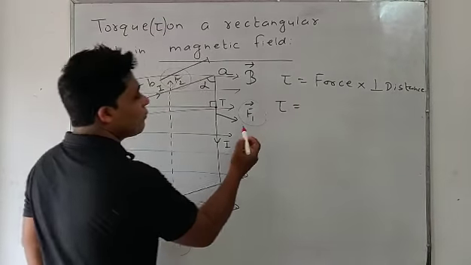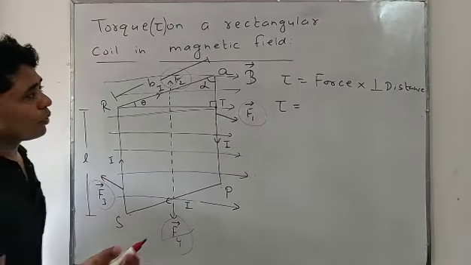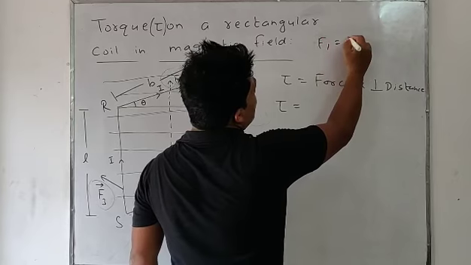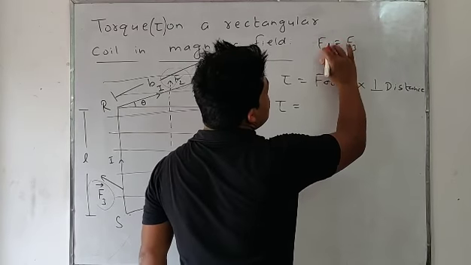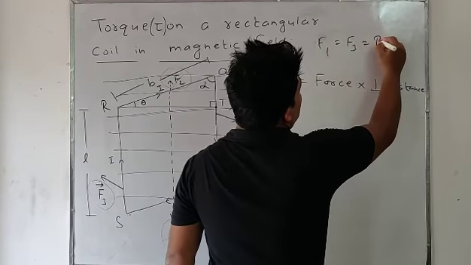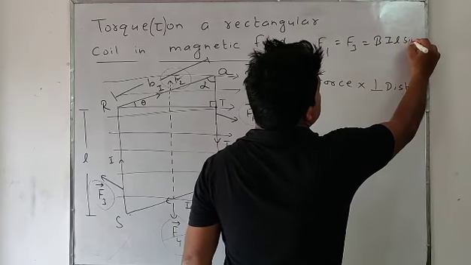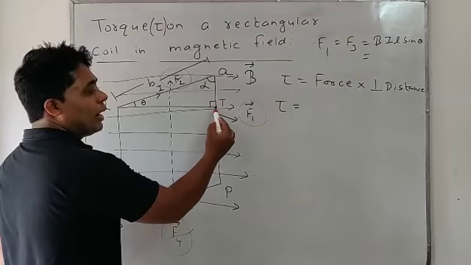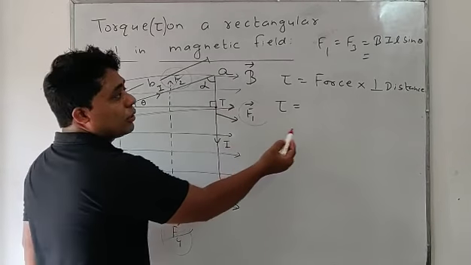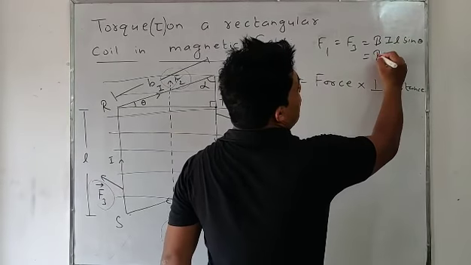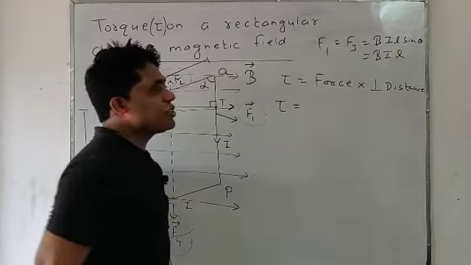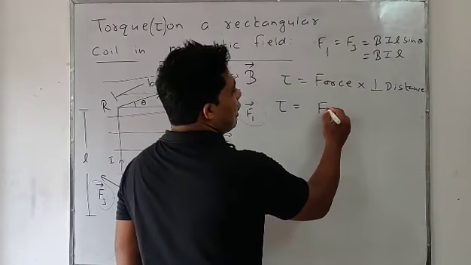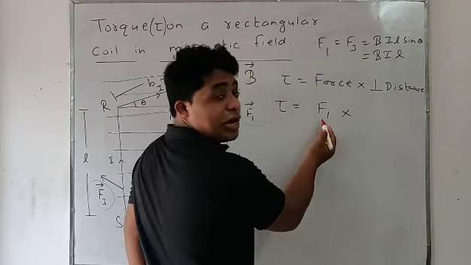Force is what? Either we can write F1 or F3, since F1 and F3 have the same magnitude, BIL sine theta. The length and field lines are perpendicular, so theta is 90 and sine 90 is 1. So we can write BIL. So the magnitude of F1 or F3 is BIL. We'll write F1, and we can also write F3 here.